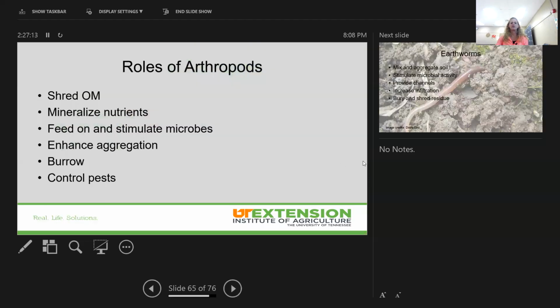But the role of the arthropods, of course, is to shred that organic matter. They're going to mineralize the nutrients. They're breaking them down, making it easier for the plant roots to uptake the nutrients that they need. It stimulates the microbes. It enhances that aggregation, which means basically your soil particles. It's working to aggregate those into smaller parts within the soil. They do burrow and some control pests.